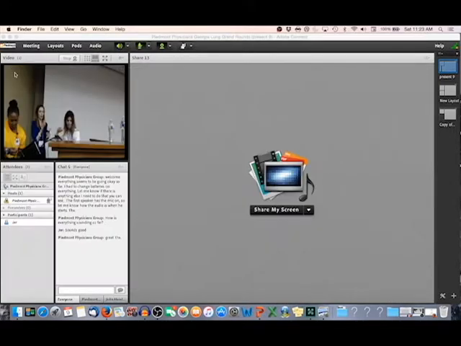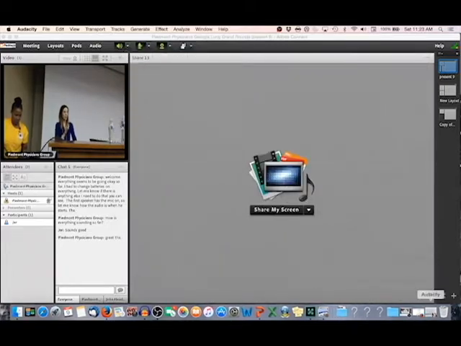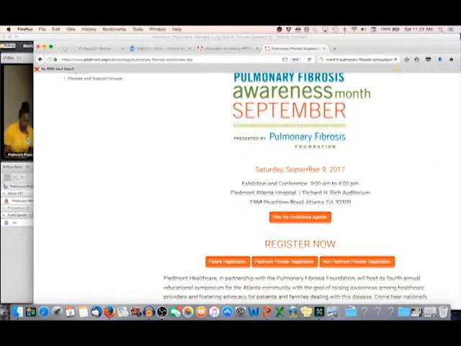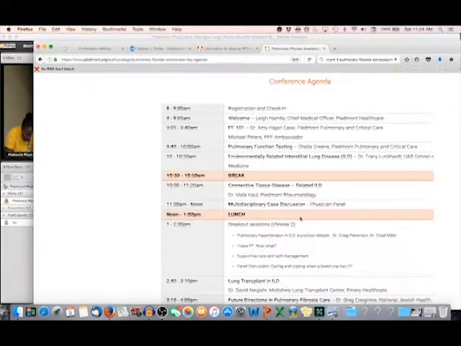So we're going to move into our demonstration of multidisciplinary discussion. This is a diagnostic way we look at the diagnosis of some of these interstitial lung diseases. It's going to take us up until lunch.